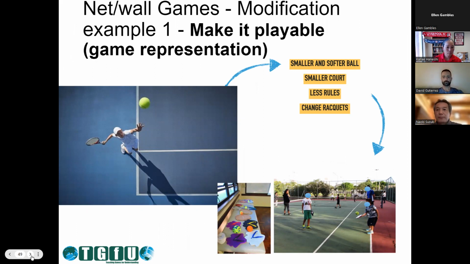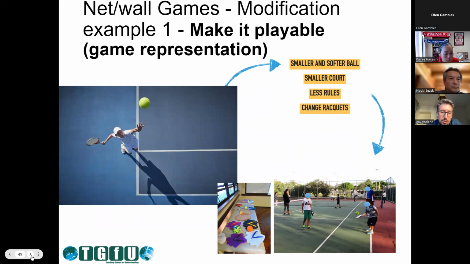Hi again. So now I'm going to talk about game modification, game representation in net games. Now I will exemplify and explain modifications by representation in this category. The main purpose of this modification is to make the game possible or playable.